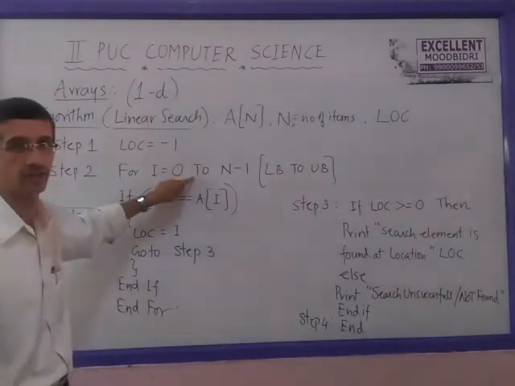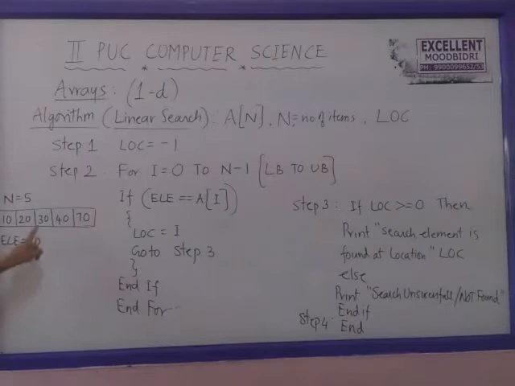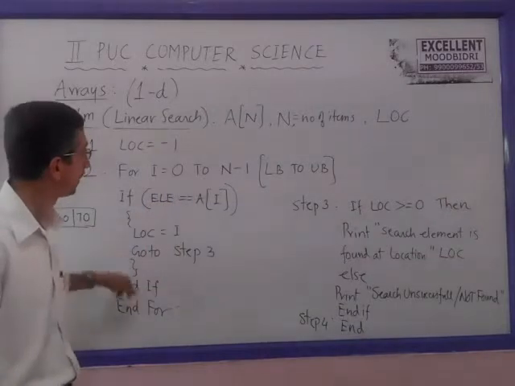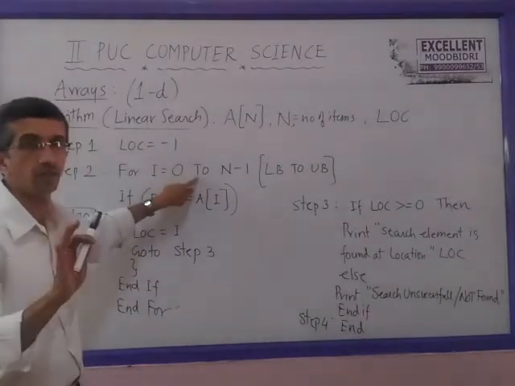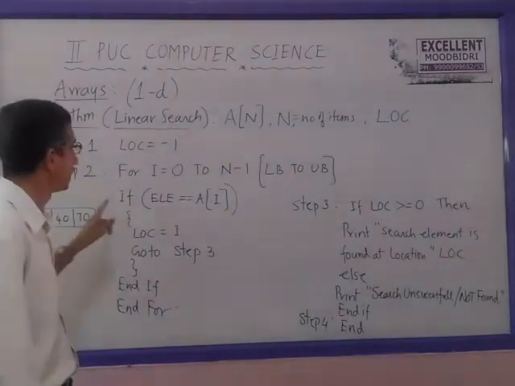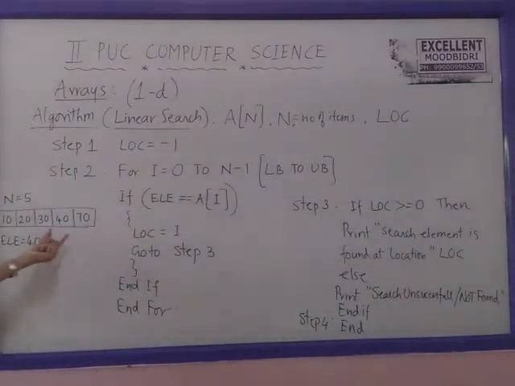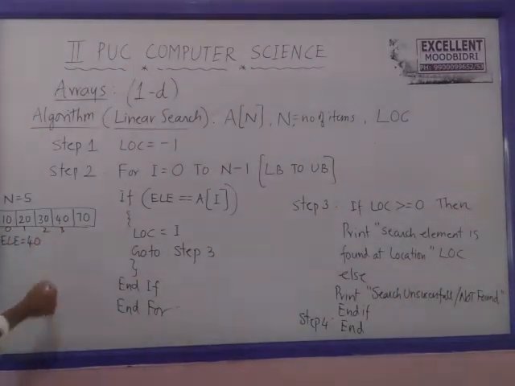Goes to the next value of I becomes 2. A of I is 30. 30 is also not equal to 40. Condition once again becomes false. Goes to the next value of I. I becomes 4. Sorry, I becomes 3. Element is equal to A of 3. A of 3 is 40. This is at index 0, 1, 2 and 3. This is 4. A of 3 is 40.